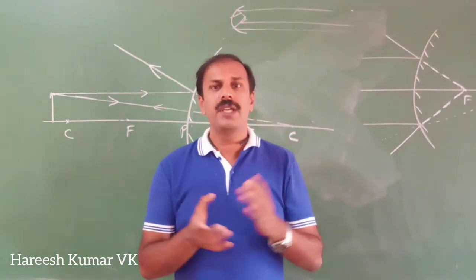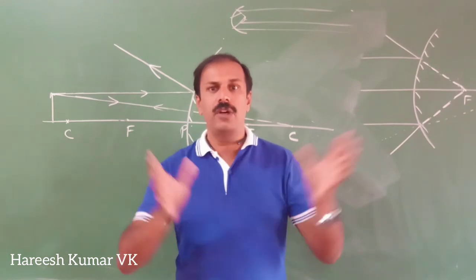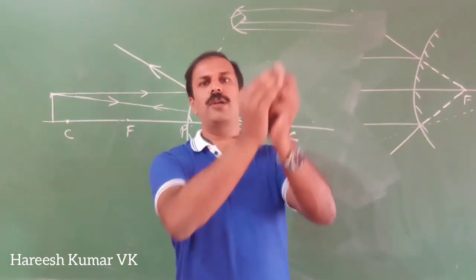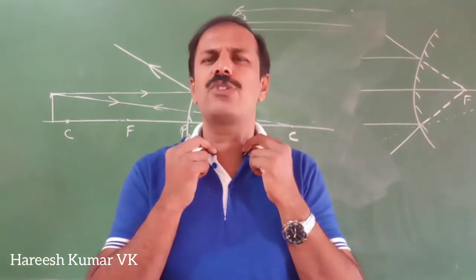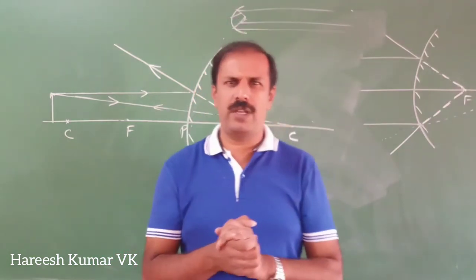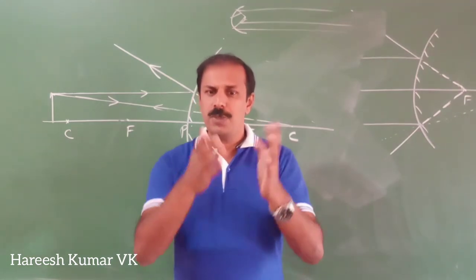Then the next one is, it is used as a solar concentrator. If you want to take the entire solar energy to one point for heating something, it is called a solar concentrator or solar reflector. It is used as a solar reflector. Okay. Now one more, this much is there in your textbook.